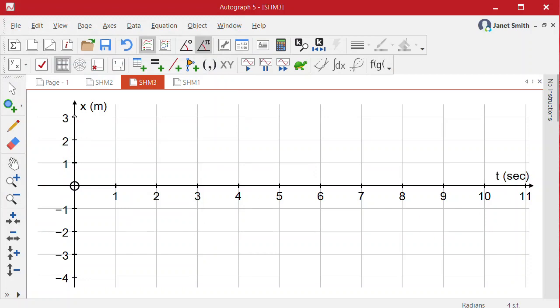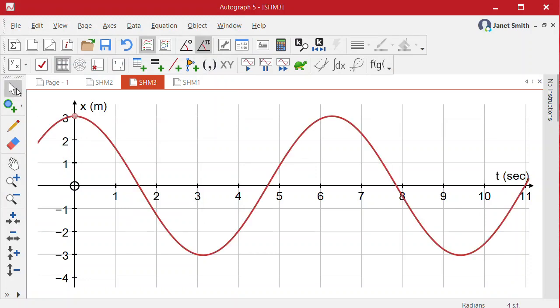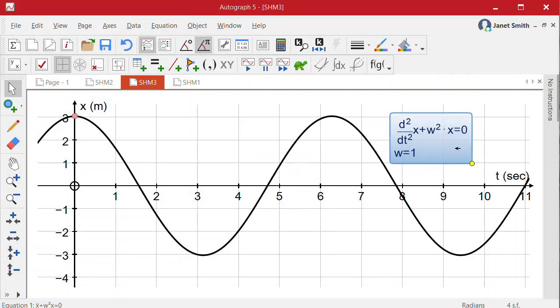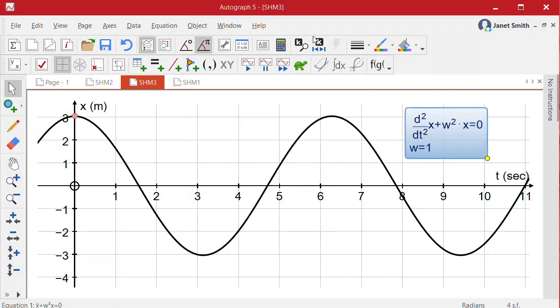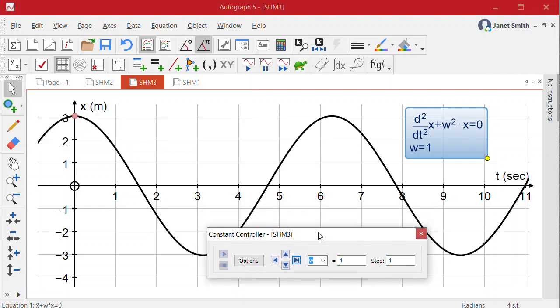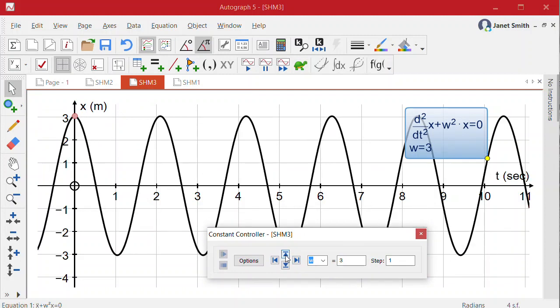Then we need an initial starting point. If we say at t = 0, x is 3, then we can see we've got a sine curve. If I select that and use the text box to display the equation, we can see that omega is starting off as 1. Then using the constant controller, I change my omega value. If I increase it, the period will get smaller, and we can see the period is getting smaller.